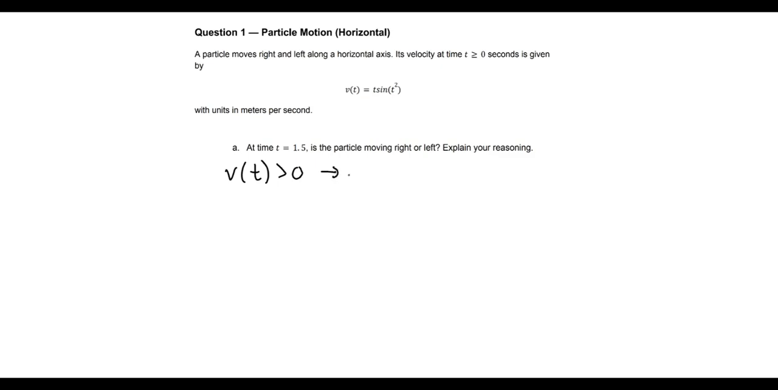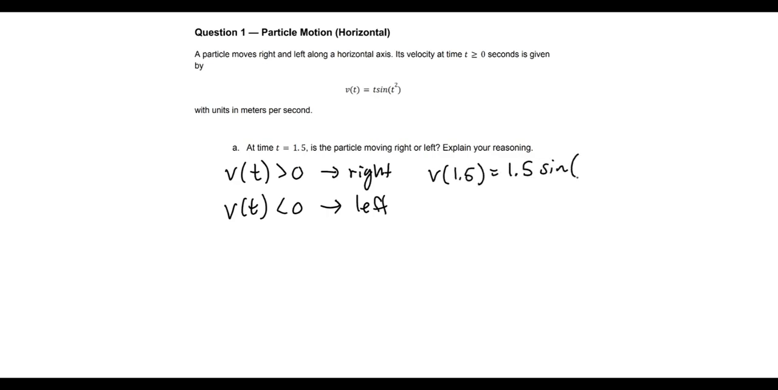When velocity is positive, that means the object is moving to the right. But if velocity is negative, that means the object is moving to the left. Which means all we have to do is take 1.5, plug it into our answer, and see if we get a positive or a negative result. So, okay, let's do this. Let's plug in 1.5. I get 1.167 when I do that. And this is in meters per second, but the units don't really matter. What matters is that this is a positive result, which means that we are moving to the right.